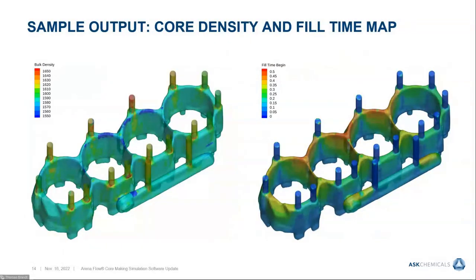Take a look at the various outputs. In this case, we are comparing bulk density and fill time. You can see a direct relation between the last to fill areas and soft spots, being the dark blue. They are of lower density, and as they are away from the blow tubes, these are critical and likely to create a defect.